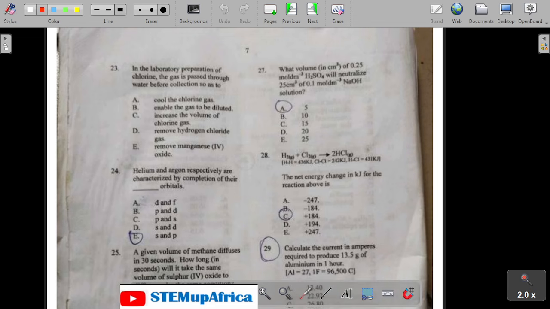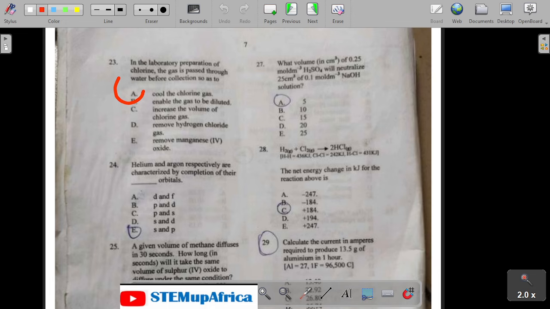Number 23 says, in a laboratory preparation of chlorine, the gas is passed through water before collection, so as to: cool the chlorine gas, enable the chlorine gas to dilute, increase the volume of chlorine gas, remove HCl gas, remove manganese 4 oxide. When you heat, it's to cool. It's to cool, which is A.